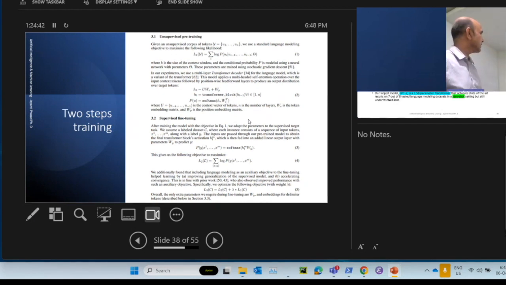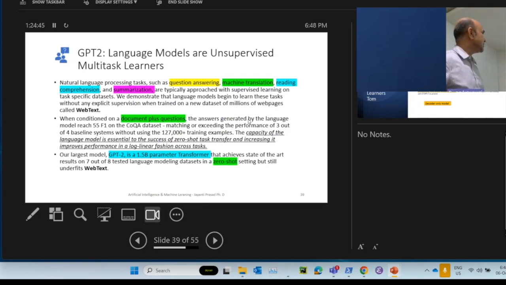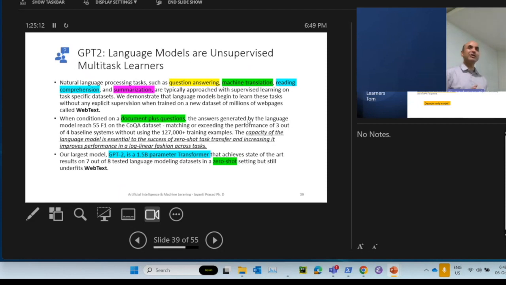Unsupervised language model. And now came GPT-2. So within 1 or 2 years, they released GPT-2. Natural language processing tasks such as question answering, machine translation, reading comprehension, and summarization are typically approached with supervised learning on task-specific data sets. Okay, so what was the special? That's generally what is happening in GPT broadly. From GPT 1 to 2, 3, 4, architecture is not changing much, but the number of parameters and data set is increasing. So that is the trend.